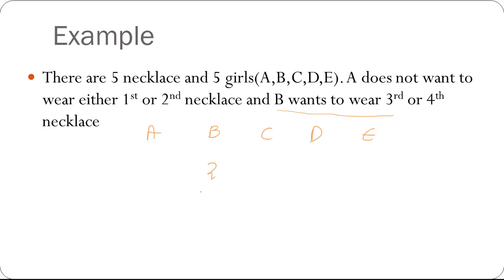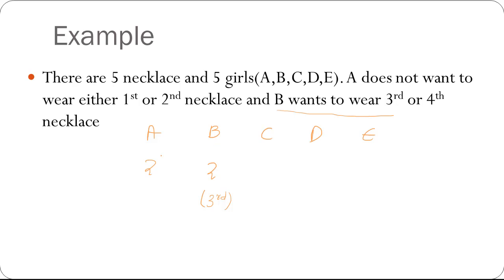Okay. So let's assume now that B has chosen the third necklace, right? You can assume it to be the fourth one as well. We just want to remove one necklace for now so that the other distribution can be done. So B has chosen the third necklace. Now the negative condition is that A does not want to wear either the first or the second necklace. So A can't wear the first necklace, the second necklace, and since B has chosen the third necklace, A cannot wear that as well. So A can only wear the fourth or the fifth necklace, right? So A has got 2 choices.